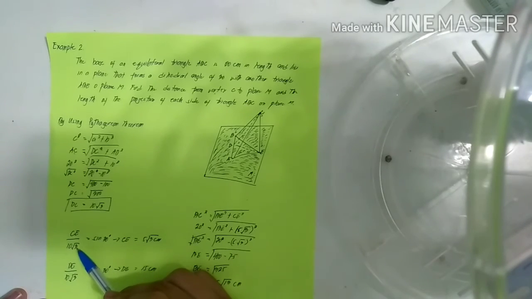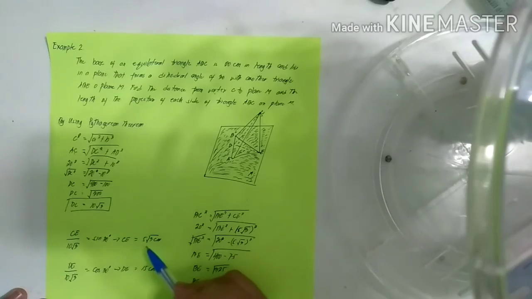So next is i-multiply natin yung 10 square root of 3 to sine 30 degrees. So that will become 5 square root of 3 cm. So same din dito sa DE. So we are going to cross multiply. After that, then i-multiply natin yung 10 square root of 3 to cosine 30 degrees. That will become 15 centimeter.